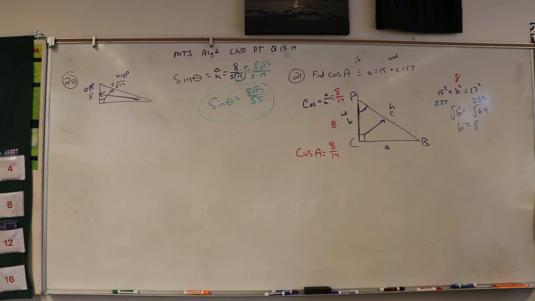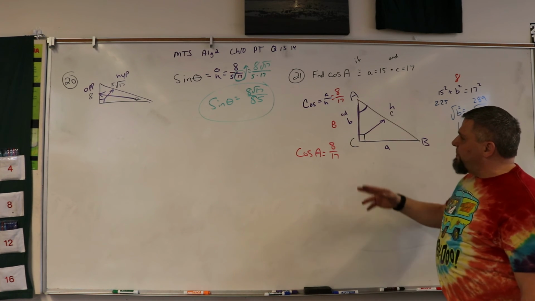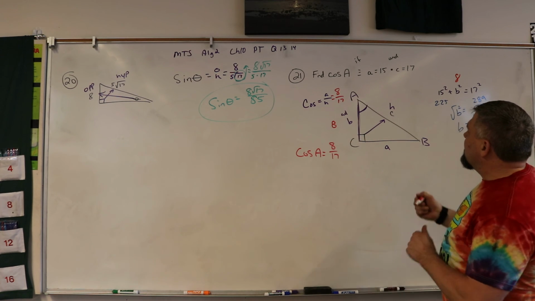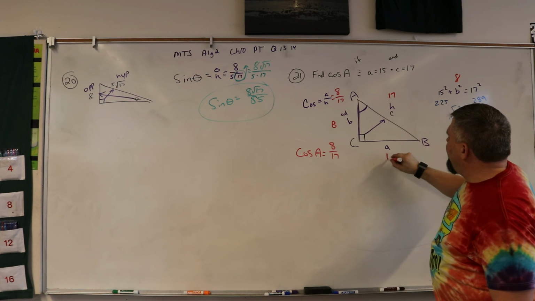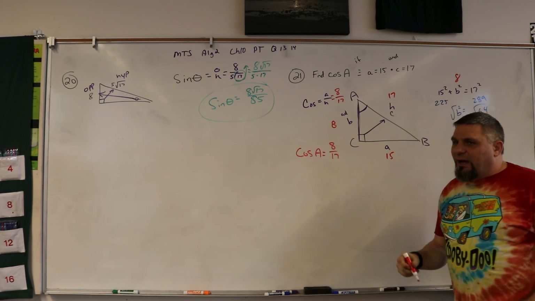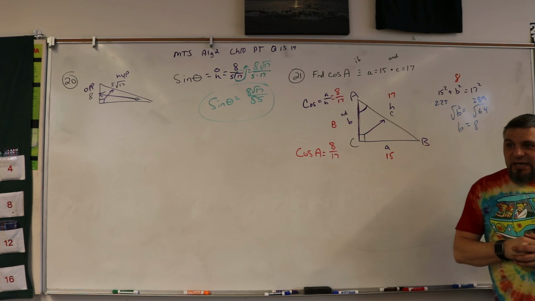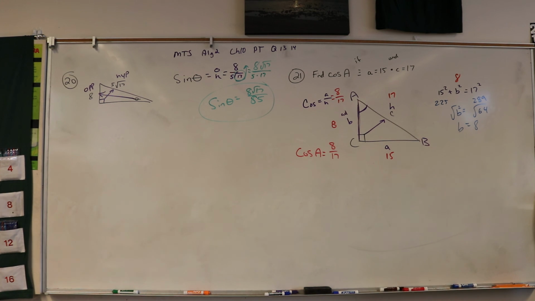So we're good. But remember that Pythagorean triple is so powerful to have, that 17, 15, 8. Now I don't know if you're going to memorize that stuff for your state test, but for my test, you can have it on your cheat sheet.